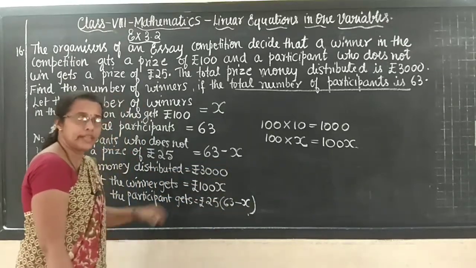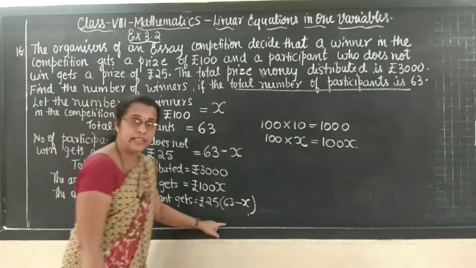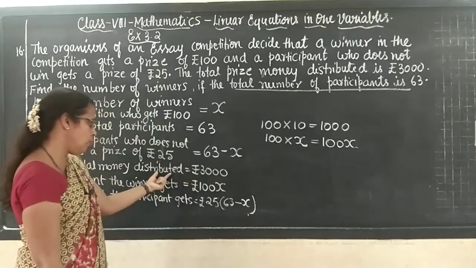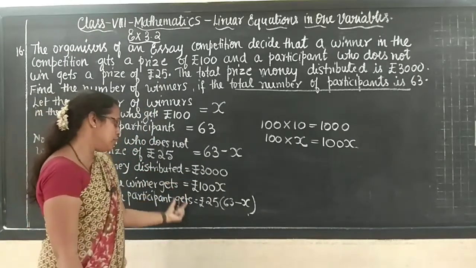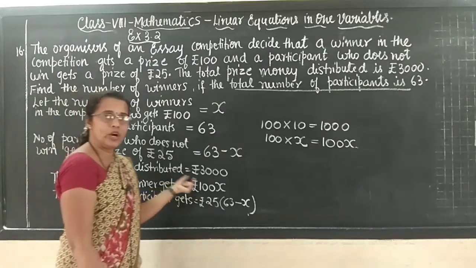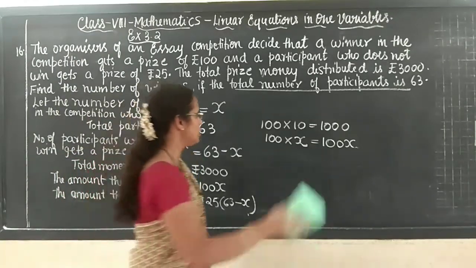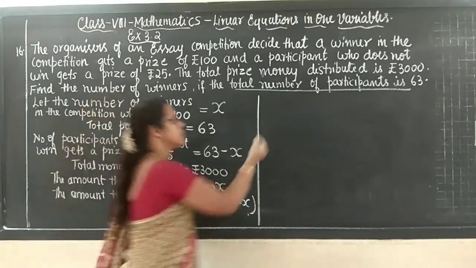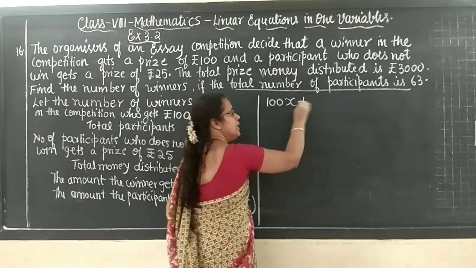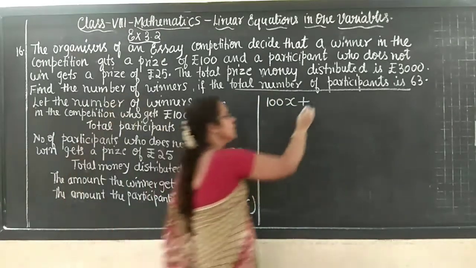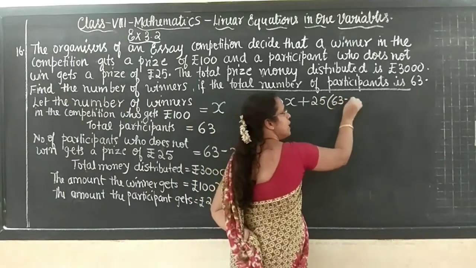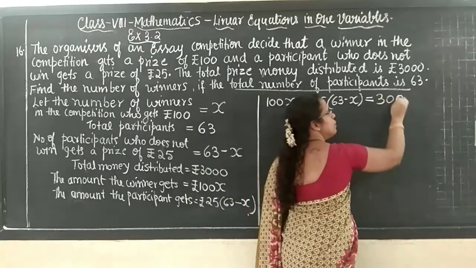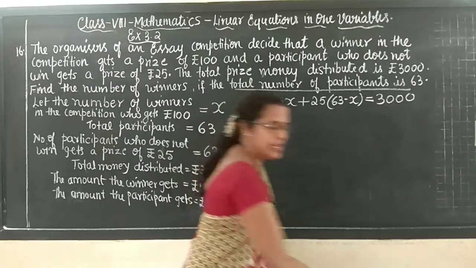They have the participation strength. So now 25 into this. Now the total amount, you know, winners plus participants added gives the total. So 100x plus 25 into 63 minus X is equal to the total amount. How much are they getting? 3000 rupees. The total amount is 3000.